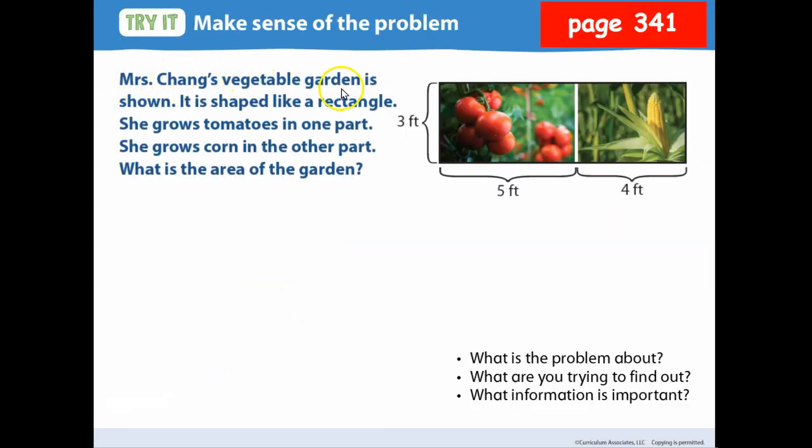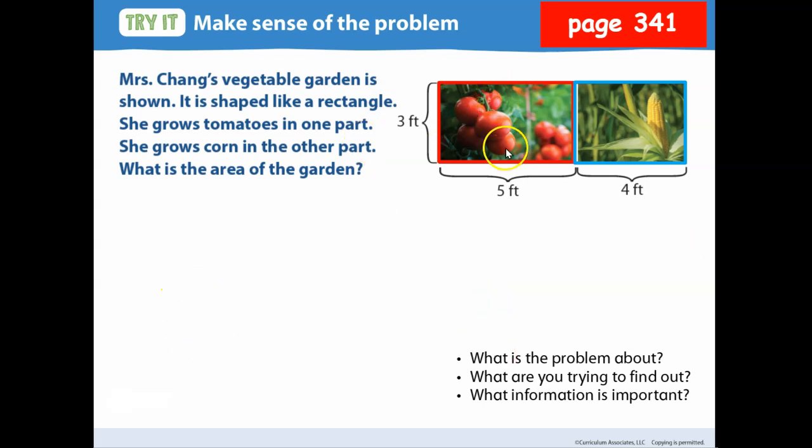Says Mrs. Chang's vegetable garden is shown. It is shaped like a rectangle. So here's her rectangle. She grows tomatoes in one part. So she grows tomatoes here. And then she grows corn on the other part. So she grows corn here. What is the area of the garden? So I want to know what's the area of the whole thing.